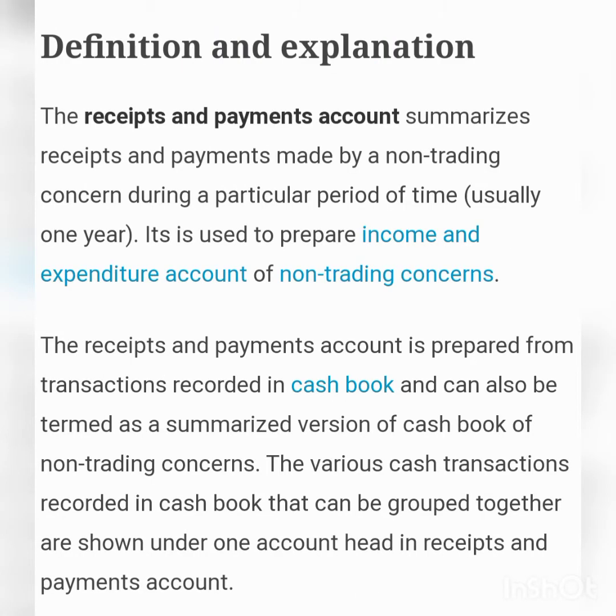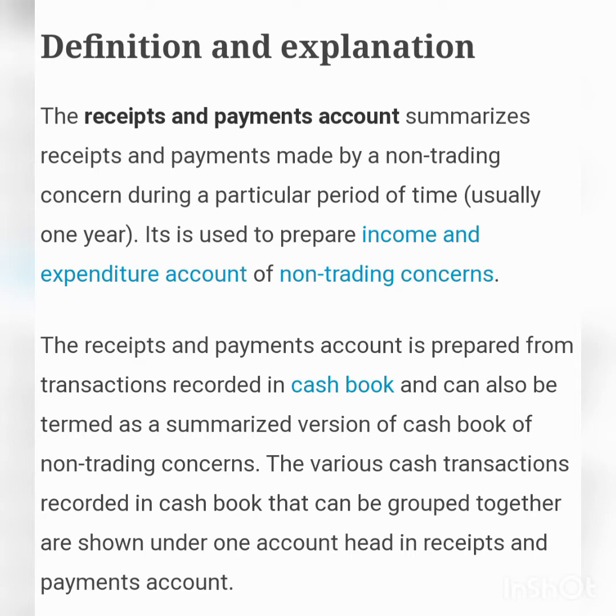Next, we are going to learn about the definition of receipts and payments account. The receipts and payments account summarizes receipts and payments made by the non-trading concern during a particular period of time, usually one year. It is used to prepare the income and expenditure account of non-trading concerns. The receipts and payments account is prepared from the transactions recorded in the cash book and can also be termed as a summarized version of the cash book of non-trading concerns.